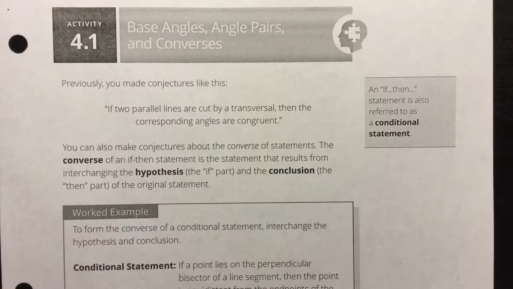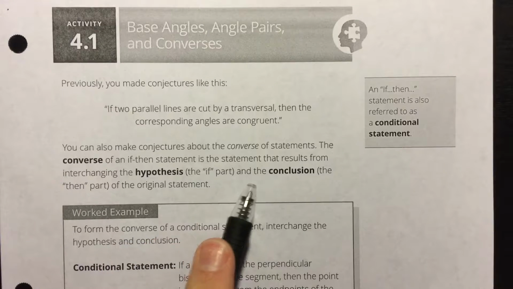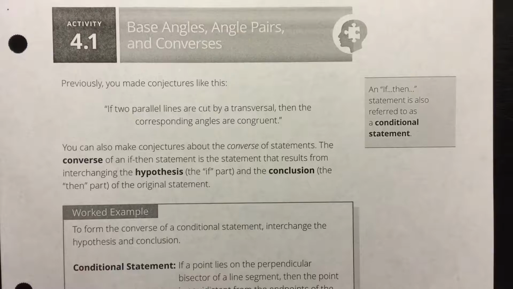So it says previously you made conjectures like this: if two parallel lines are cut by a transversal, then the corresponding angles are congruent. It says you can also make conjectures about the converse of statements. The converse of an if-then statement is the statement that results from interchanging the hypothesis, the if part, and the conclusion, the then part of the original statement.